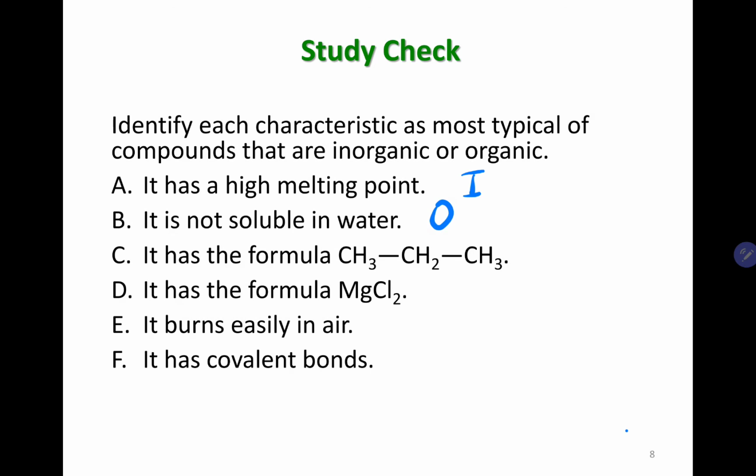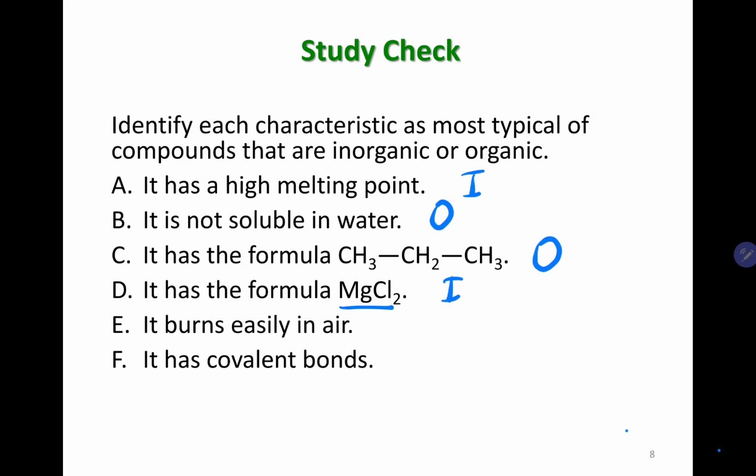C, it has the formula CH3, CH2, CH3. This is organic. Why? Because you only contain carbon atoms and hydrogen atoms. So if you only have carbon atoms and hydrogen atoms, that is definitely an organic compound. D, it has the formula MgCl2. That means it is inorganic. Why is it inorganic? Because you don't have any carbons or hydrogens. So if you don't have any carbons and hydrogens, that is definitely inorganic.